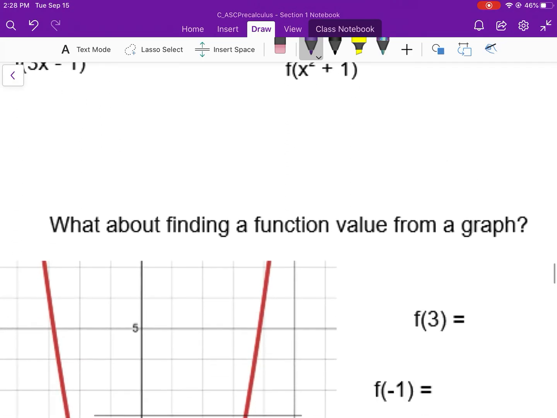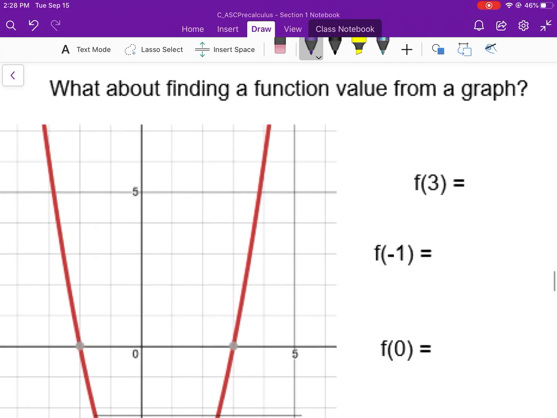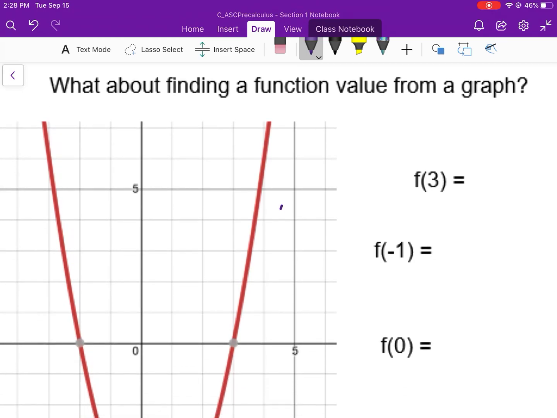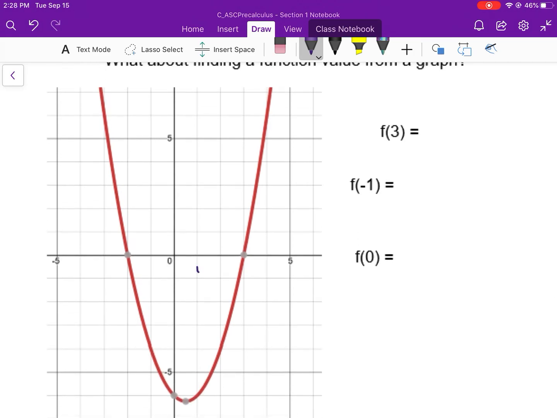I'm going to kind of skip those, I think, because I'm going to run out of time. So what about a graph? Can you find the function value based on the graph? So we're looking for f of 3. So 1, 2, 3. This is the x value 3. What's the y value that goes with that? 0. So negative 1 is over here. So I'm going to have to go down until I run into the curve and then see what y value that is. That y value is negative 4.